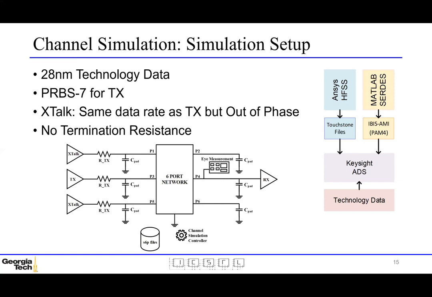The channel is modeled in the form of a 6-port S-parameter network, which uses Touchstone files generated from the HFSS models. The outer two aggressor channels are connected to crosstalk generators, which generate out-of-phase signals to the transmitter. On the receiver side, we have the pad capacitance, but we eliminate the legacy termination resistance in order to reduce the power consumption. The receiver is a simple buffer for NRZ and the MATLAB generated IBIS AMI model for PAM4. We capture the eye diagram at the receiver to evaluate various properties of the received signal.